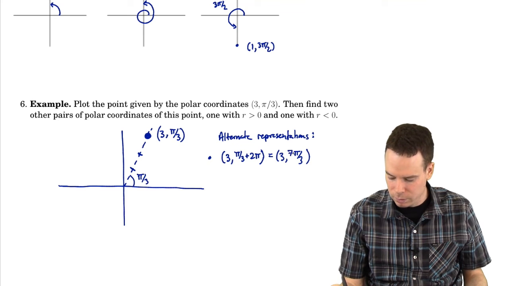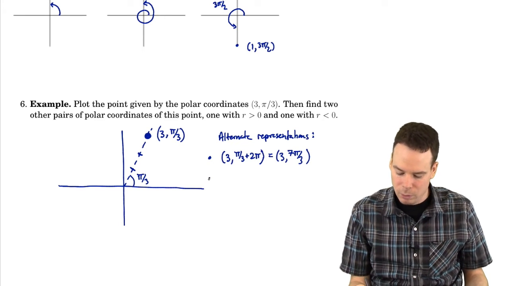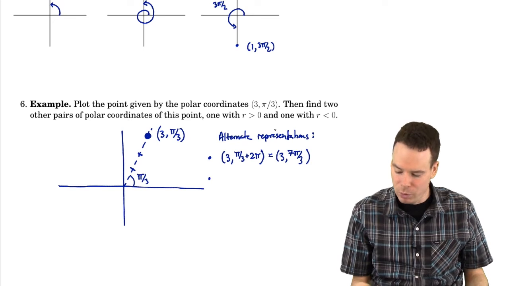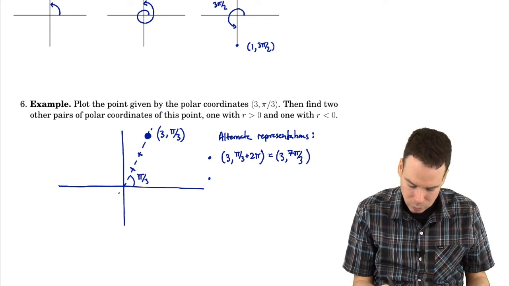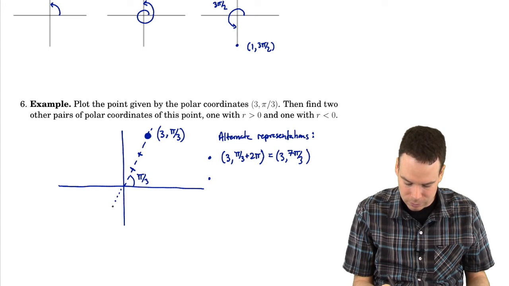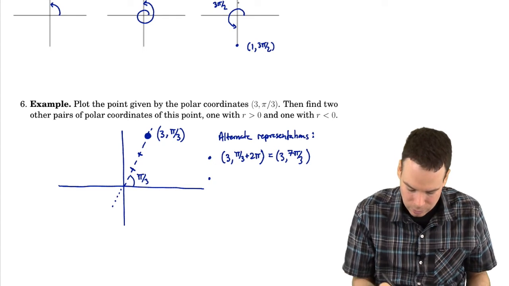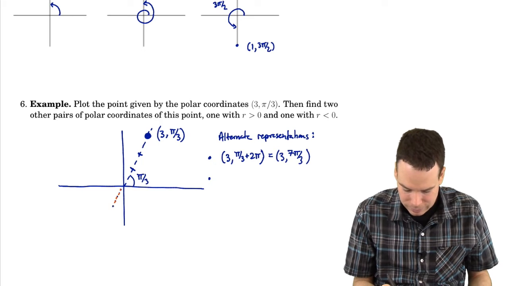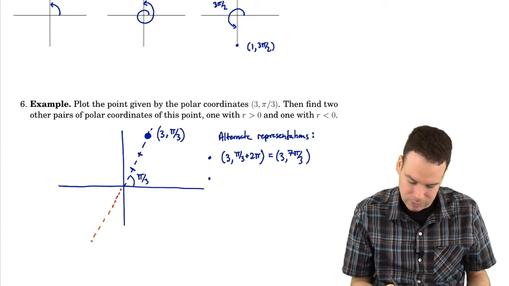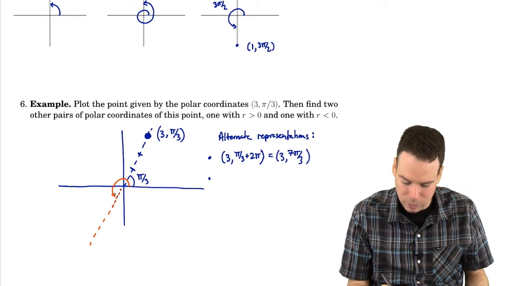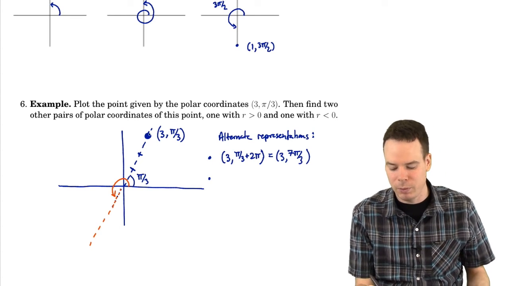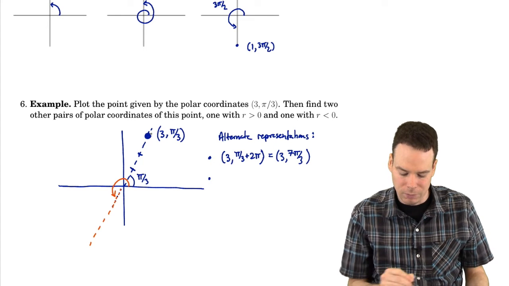What's another representation? Well, I could spin around as many times as I want, but this one's telling me that I want one with an r value being negative. So what I'm going to do is take my angle, maybe I'll use a different color for this, and land on this line there. So I want an angle that lands me on that line segment, because then I can slingshot my way to the other side of the pole by using a negative r value.